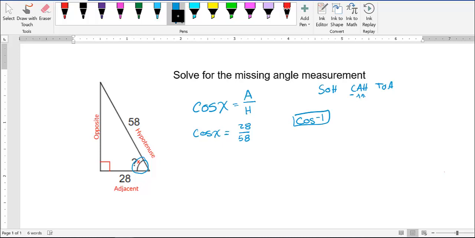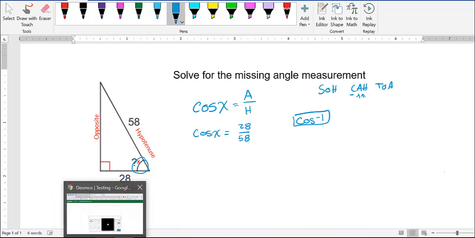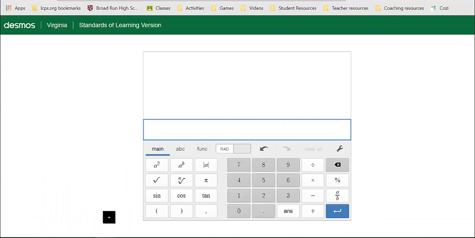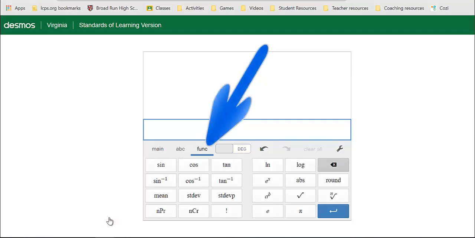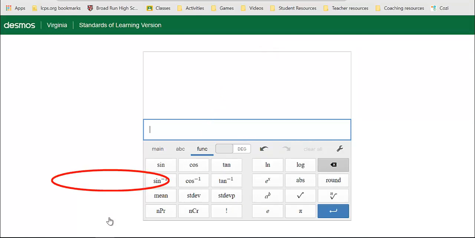So once we use this inverse function, this gives us actually the x. On your calculator, when you open it up, you're going to see a screen that looks like this. It'll say rad. You want to make sure it says degree because that's what we're looking for. But I don't see an inverse function here anywhere. So I'm going to use this function key, and look, there's my cosine of -1, or inverse cosine.